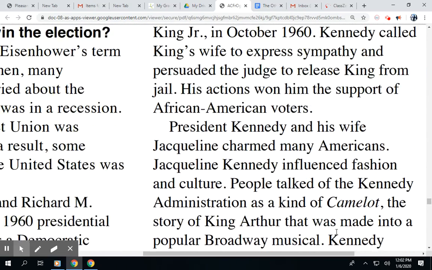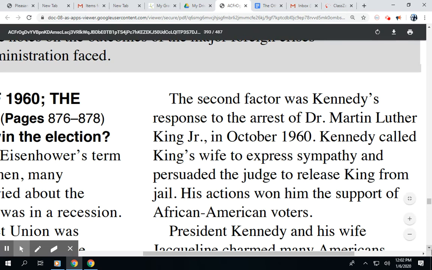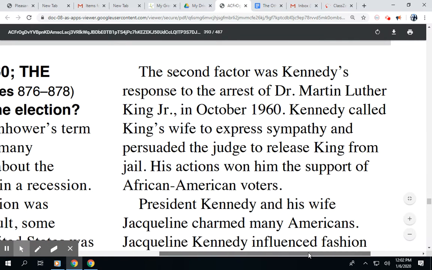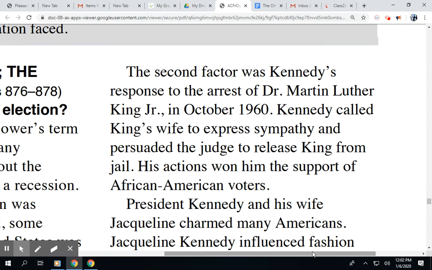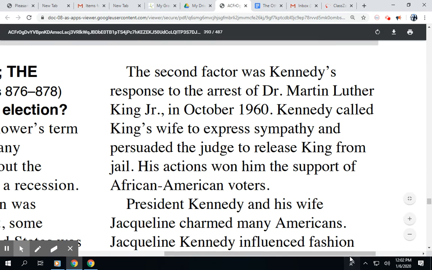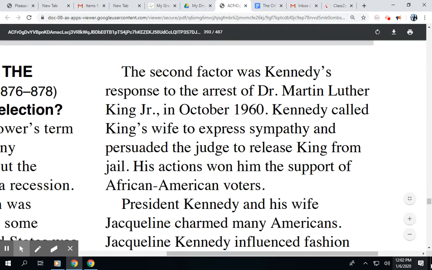The second factor was Kennedy's response to the arrest of Dr. Martin Luther King Jr. in October 1960. Kennedy called King's wife to express sympathy and persuaded the judge to release King from jail. His actions won him the support of African American voters.